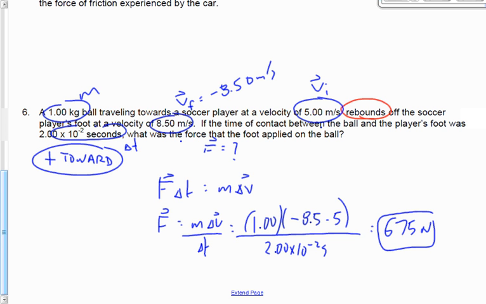Anybody mess up here and call both of these positives? 8.5 and 5, both positives? Okay, that's a really common mistake. That's a multiple choice question on the test. What you got is going to be there. But that's why we do this, is practice, right? So that hopefully come test time, you're not going to make that mistake.